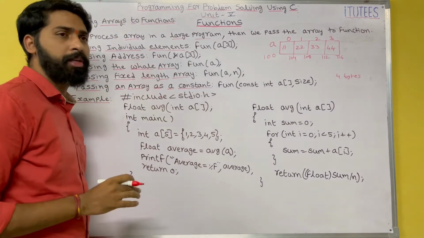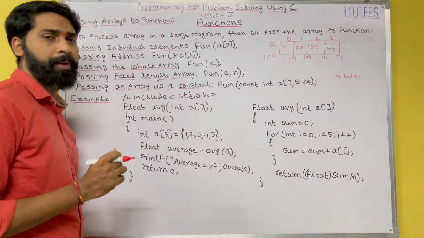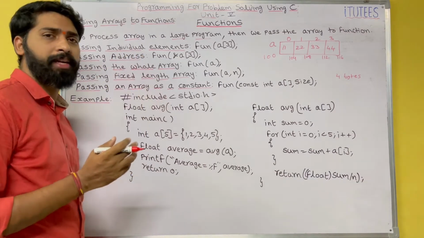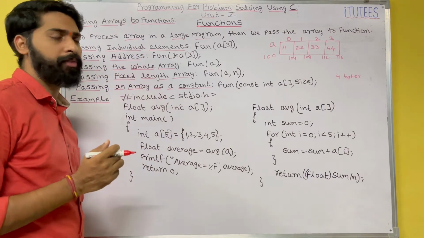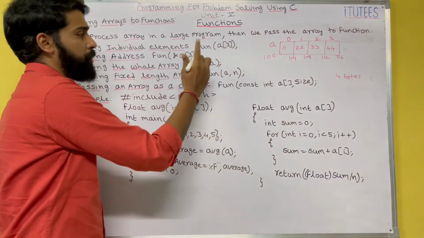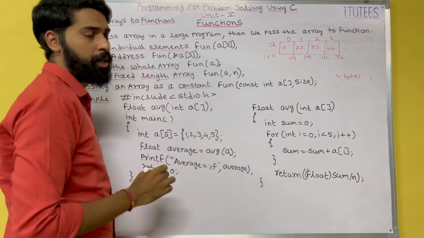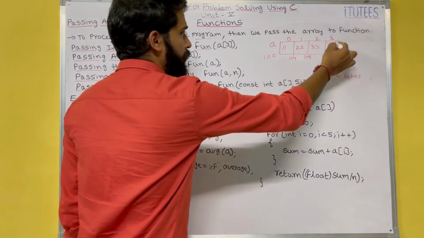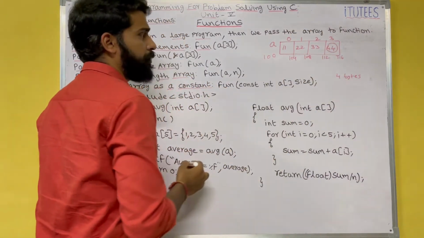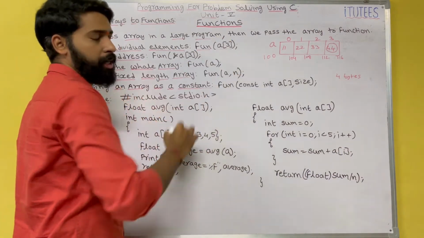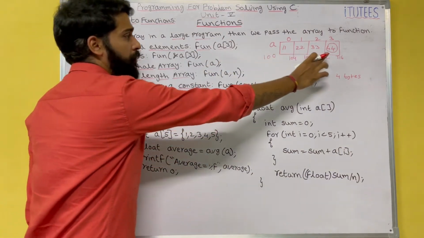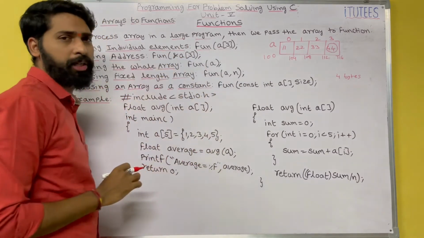Now you see how to pass an individual element of an array. In the same manner that we pass a variable, we pass an individual array element. For example, the function name is fun, and I want to pass the number 44 to the function. Simply I give a of 3 as the input, then 44 is passed to the function fun.